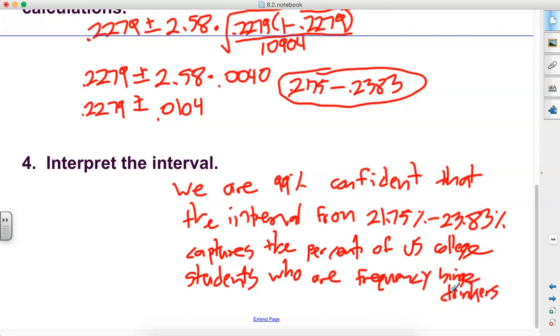Okay, so that's the phrase that you want to try to use to interpret your interval. We're 99% confident that this interval captures the actual percent of U.S. college students who are frequent binge drinkers. All right, pretty confident in it, right? That it's somewhere between these two. There's still a 1% chance that it's really something less than 21.75 or something higher than 23.83%, but we're 99% confident somewhere in there. All right, let's go on and do another one.